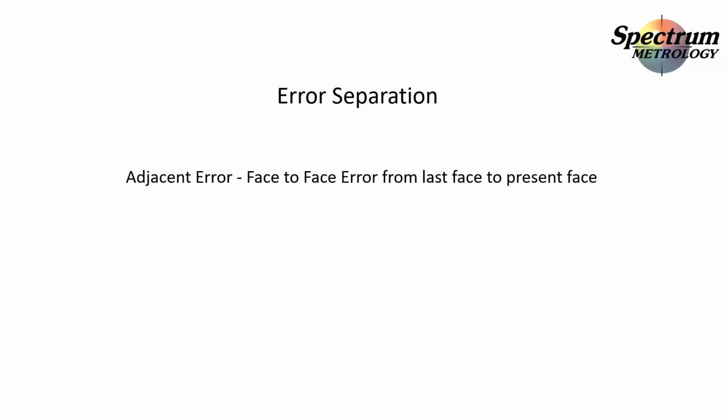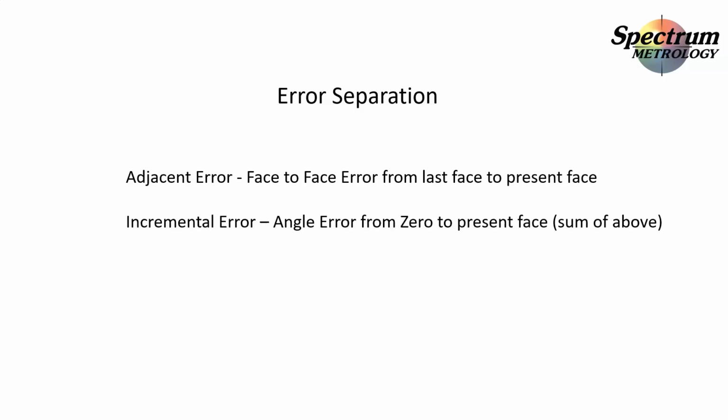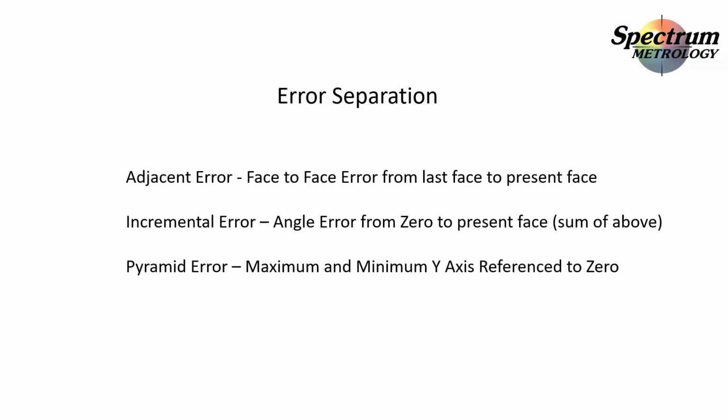There are four sets of results. One are adjacent errors, which is the face-to-face error from the last face to the present. The incremental error is the error from 0 to the current face, which happens to be the sum of the above. The pyramid error is the maximum and minimum Y variation from the 0 position. And the drift looks at how repeatable the 0 and 360 degree, which should be the same, is, and we look at the maximum of all cycles.